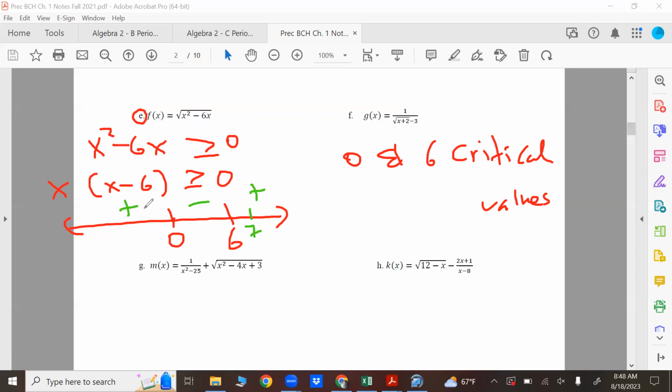Because it has to be a sign change, because guess what? What happens at 6? What happens to this expression once x gets less than 6? It converts from positive to negative. So we see a sign change, right?